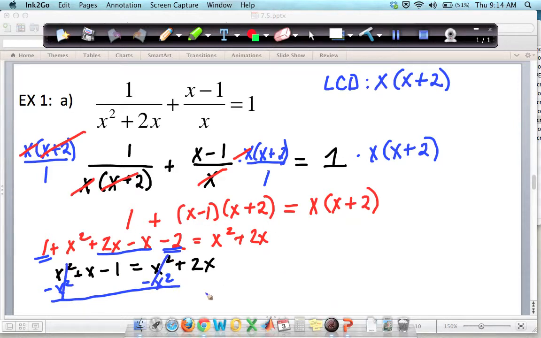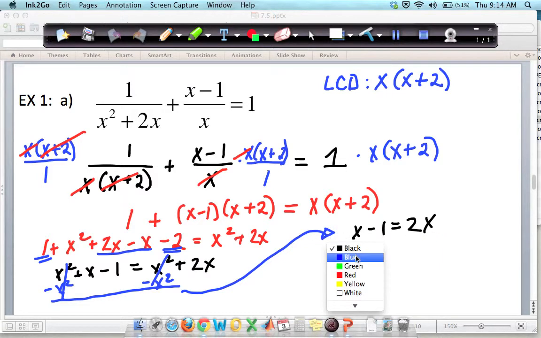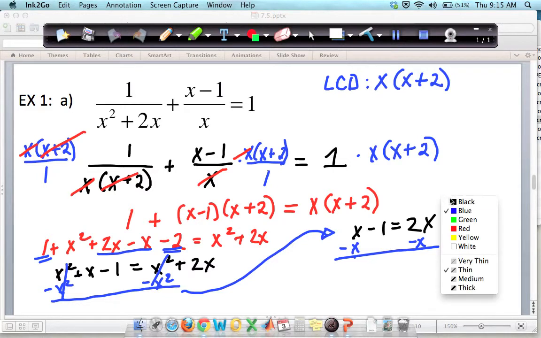And when both of them cancel out, I'm left with x minus 1 equals 2x, and this becomes a lot simpler to solve. Okay, so now to combine our x terms, let's subtract x from both sides. And we get negative 1 equals x.